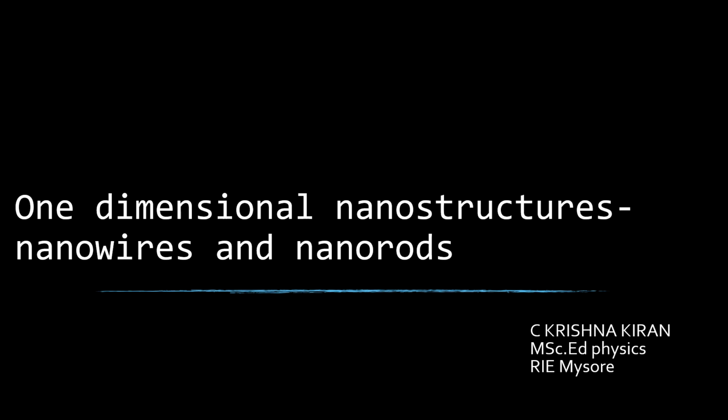Today, we are going to discuss nanostructures, generally referred to as material systems in the range of 1 to 100 nanometers. Specifically, we are dealing with nanowires and nanorods, which come under one-dimensional nanostructures.